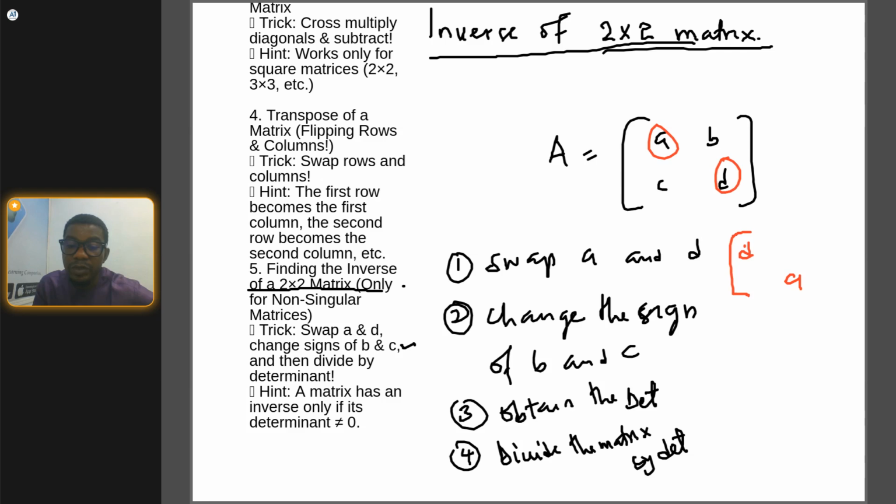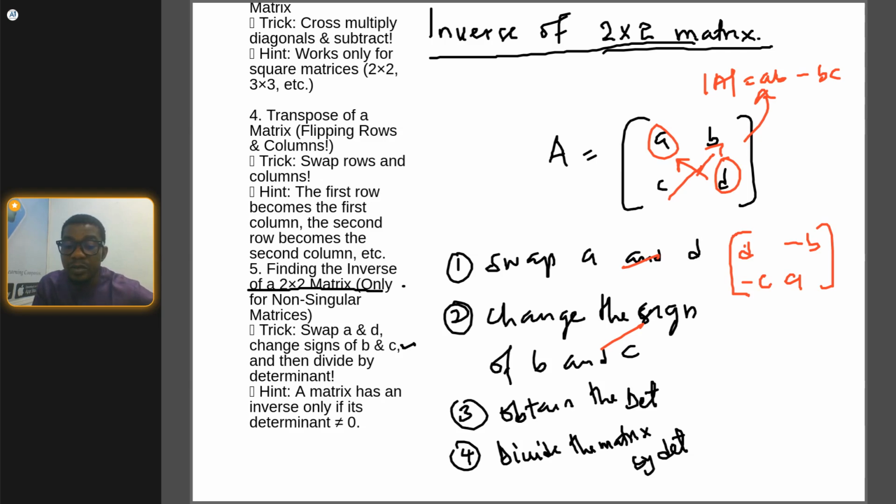After swapping, we have to change the sign of C and the sign of B. First step and second step done. The next one is to obtain the determinant. And what determinant are you obtaining? The determinant of this particular matrix that was given in the question. Determinant of A equals AD minus BC, that is multiplying this, the major, minus the minor. So this will be the determinant.